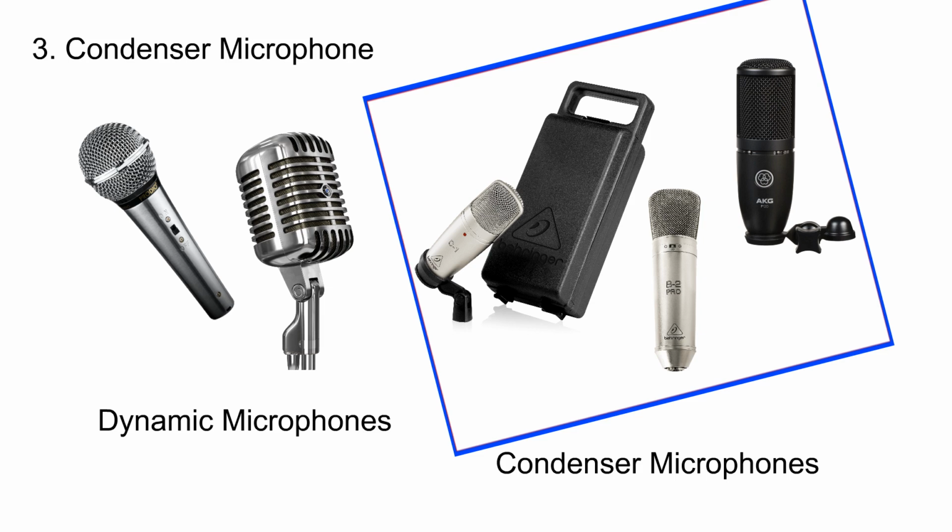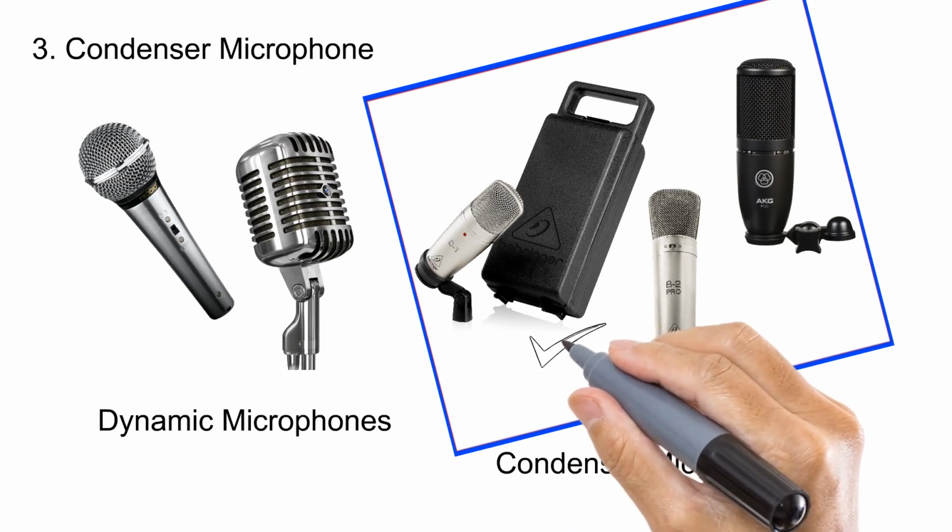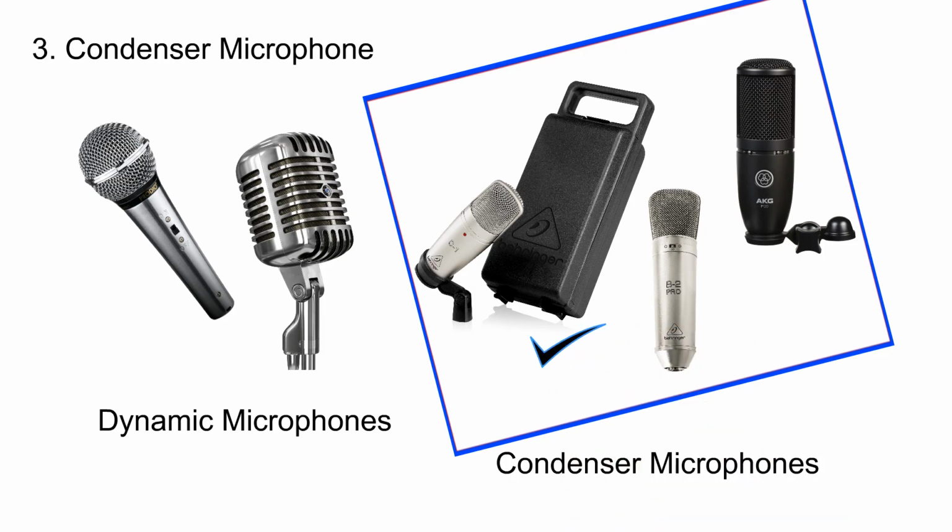If I will advise you on a condenser microphone to buy, there is the Behringer C1. You can start with a Behringer C1, or if you can afford the Behringer B2, it's a very nice mic too. And there is AKG, this mic. If you can afford this one too, it's a very nice mic to start with.